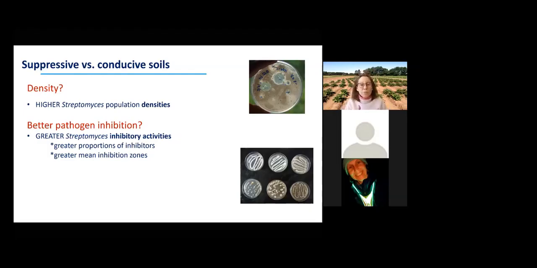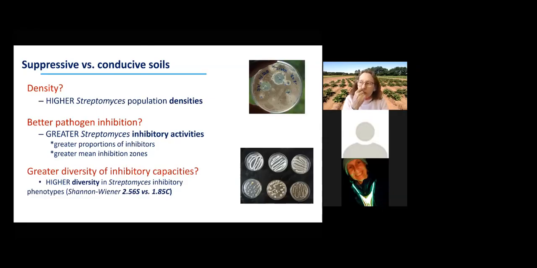So Streptomyces from suppressive soils are better at killing pathogens. So there's more of them. They're better at killing pathogens. And we asked one third question that we think is another critical piece of disease suppression, and in particular, understanding how we might create a disease suppressive soil through management. In particular, we said, okay, so there's lots of them. They're good at killing pathogens. Do they also produce more different kinds of antibiotic inhibitory substances? That is, do they have a greater diversity of killing capacities?